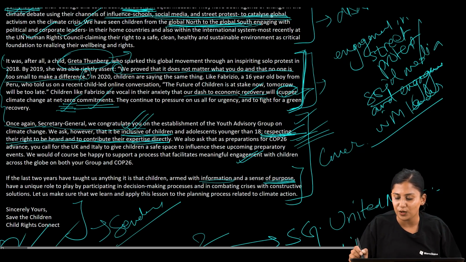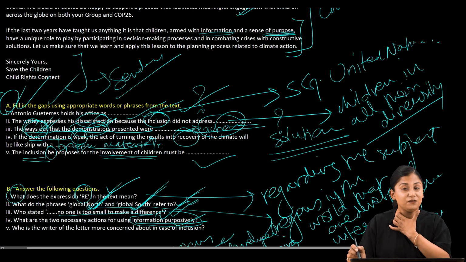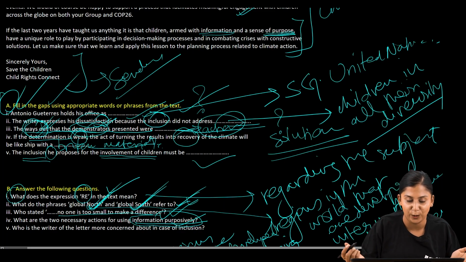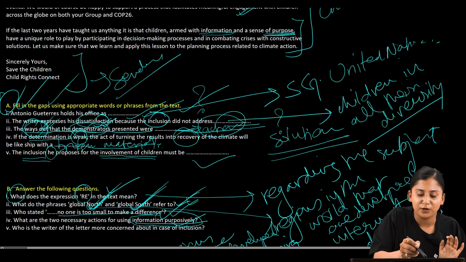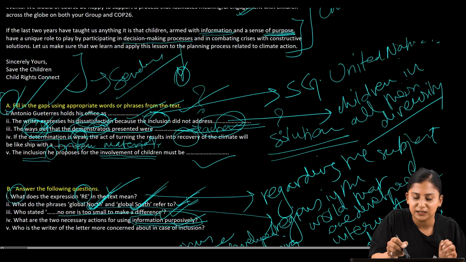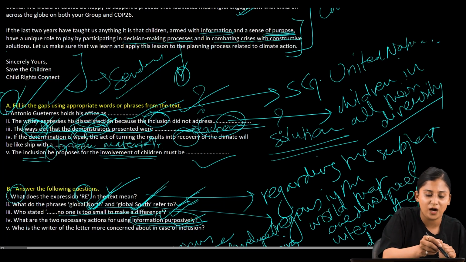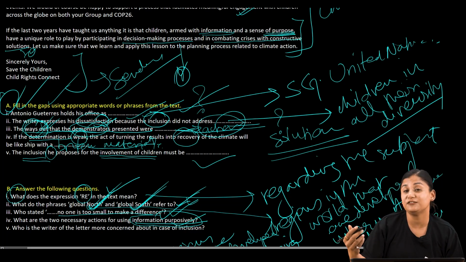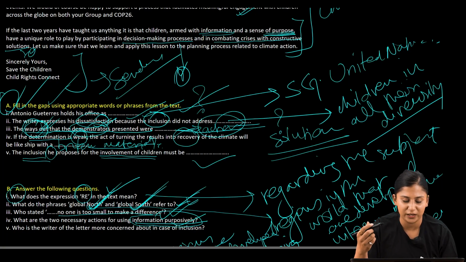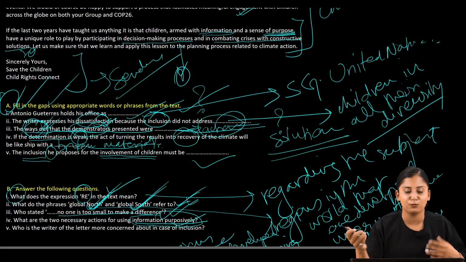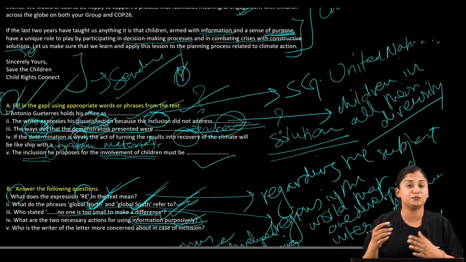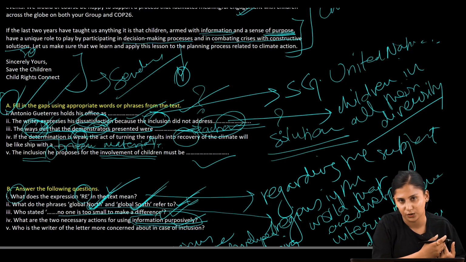So what are the two actions that occur when we use information purposefully? The two actions are participating in decision making processes, this one, and then another is combating crises with constructive solutions. So two necessary or significant actions that happen when we use information purposefully are, number one, we will be able to participate in decision making processes, and another is we will be able to combat crises with constructive solutions.